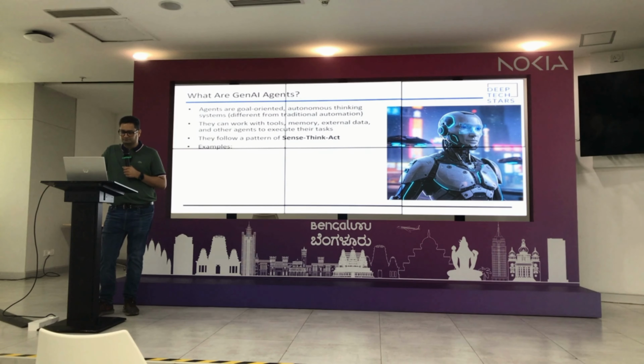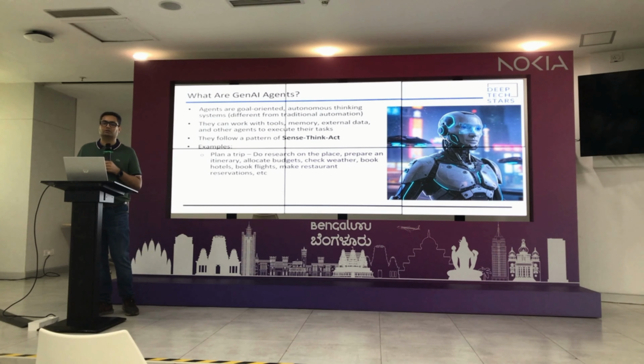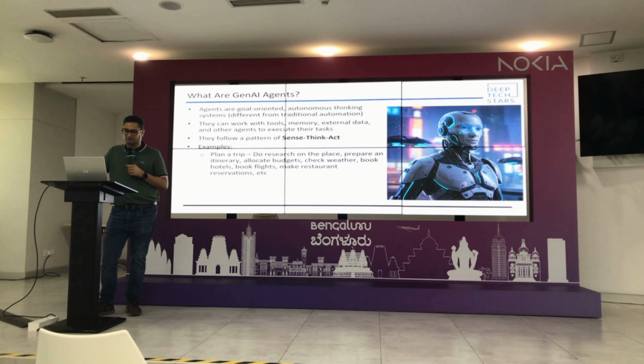So for example, some simple examples, if you want to plan a trip, you can ask an agent to do it for you. It will do some research on the place, it will prepare the itinerary, it will look at what is the budget that you have for this and how can that budget be split up. It will also do your booking of hotels, flights, restaurant reservations, all of those kind of things it can do.